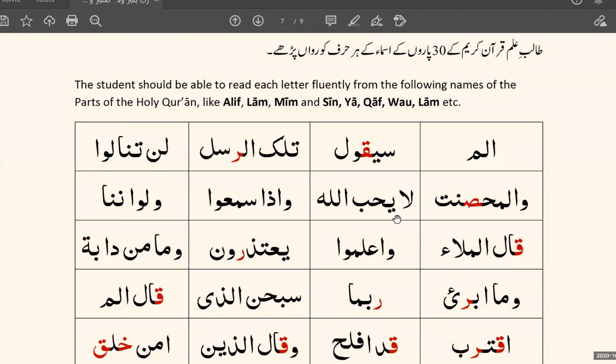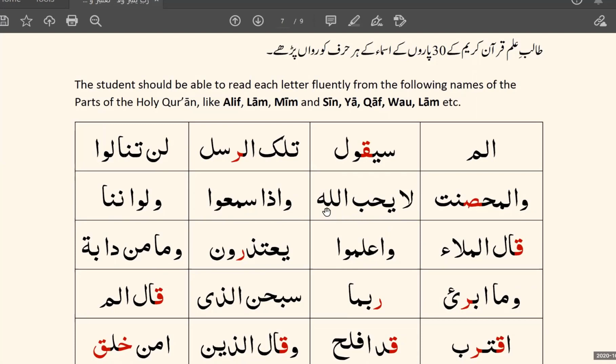Ba. Remember, all these three letters you have to elongate equally, only for two seconds, not one. There should be no difference among these three. So it will be ya, ha, ba, the same amount of elongation. So try again. Ya. Ha. Ba. Alif.